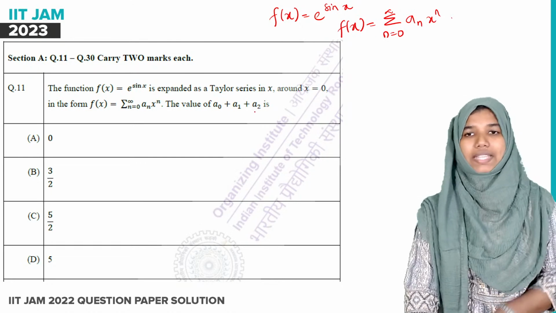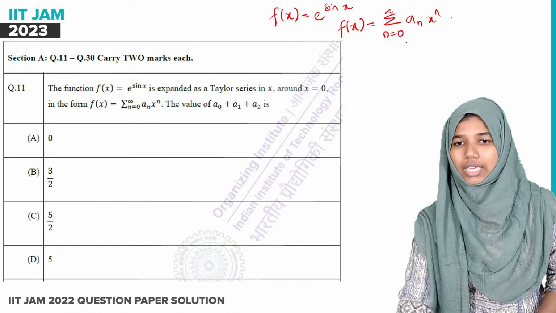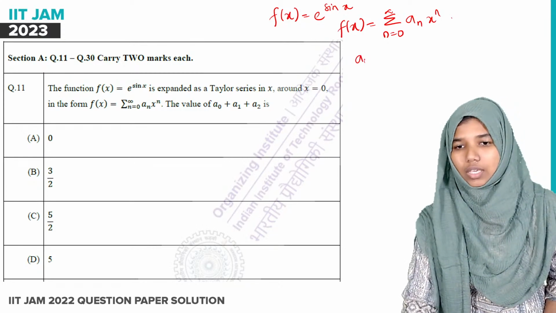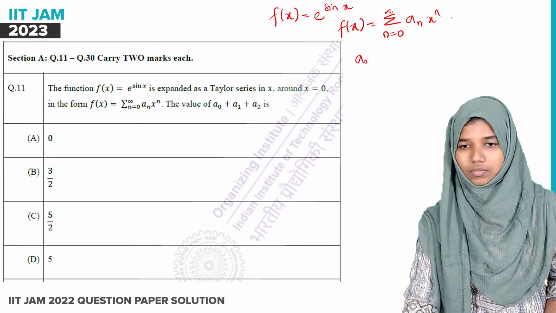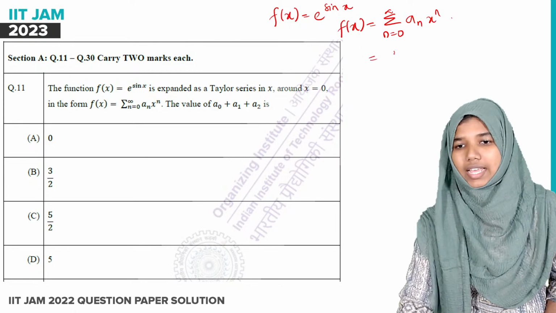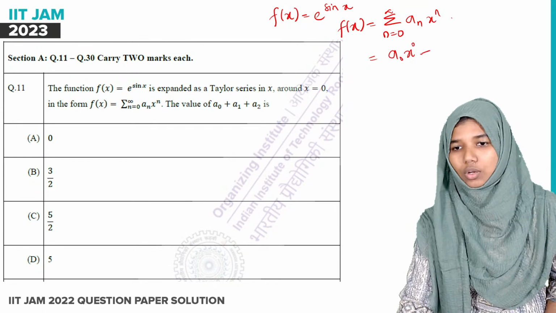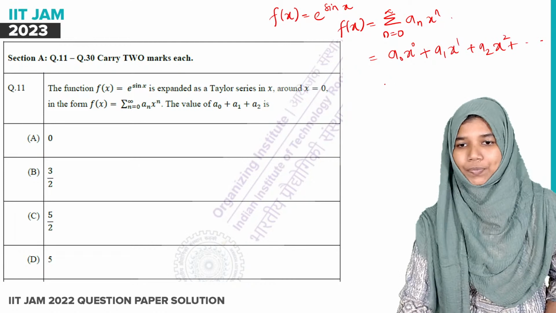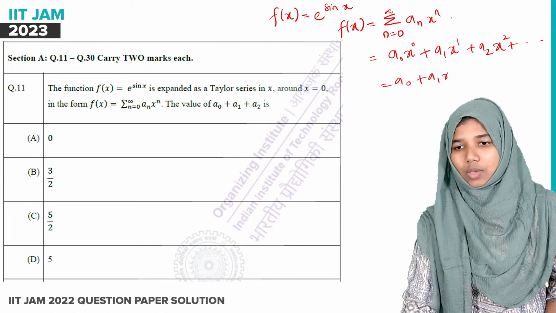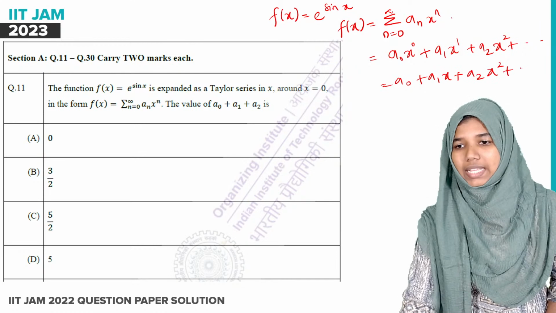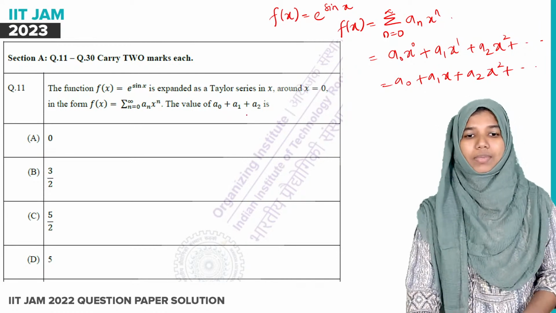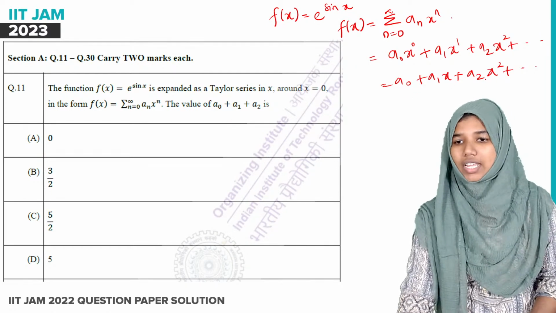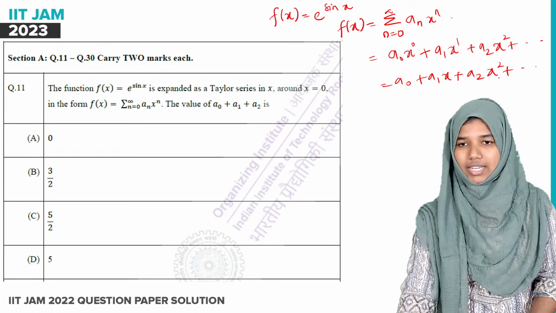The value of a0 plus a1 plus a2 is what is asked. So, a n is the coefficient of x to the power n. So, a0 is equal to, or f of x can be written as a0 x raised to 0 plus a1 x raised to 1 plus a2 x square plus etc. Okay, this is equal to a0 plus a1 x plus a2 x square plus etc. So, question is a0 plus a1 plus a2, the sum. So, a0, a1, a2 are the coefficients of the first 3 terms.